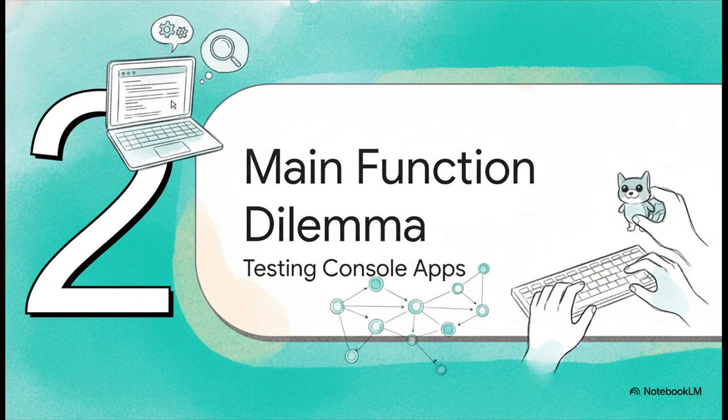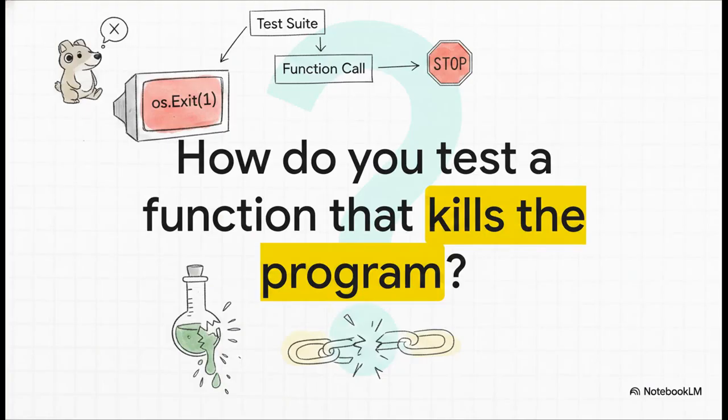Section 2. The main function dilemma. Okay, so let's put our problem-solving hats on for a second. Here's the central dilemma we're facing today. We're building a command line application, right? And we absolutely need to test its entry point. In Go, the main function of a console app usually wraps up by calling os.Exit to return an exit status code to the operating system. You know the drill. 0 for success, 1 or higher if there's an error.